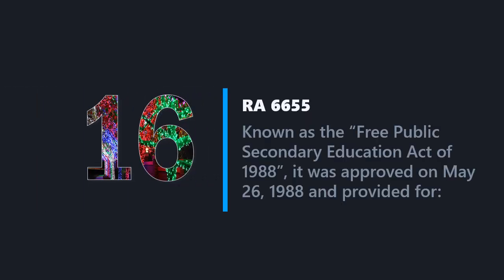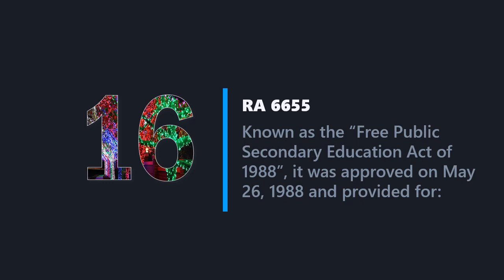Lastly, we have the RA 6655, known as the Free Public Secondary Education Act of 1988. It was approved on May 26, 1988, and provided for free public secondary education to all qualified citizens and to promote quality education at all levels. No tuition or other fees shall be collected except fees related to membership in the school community, such as ID, student organization, and publication. Non-payment of these shall not hinder a student from enrollment or graduation.